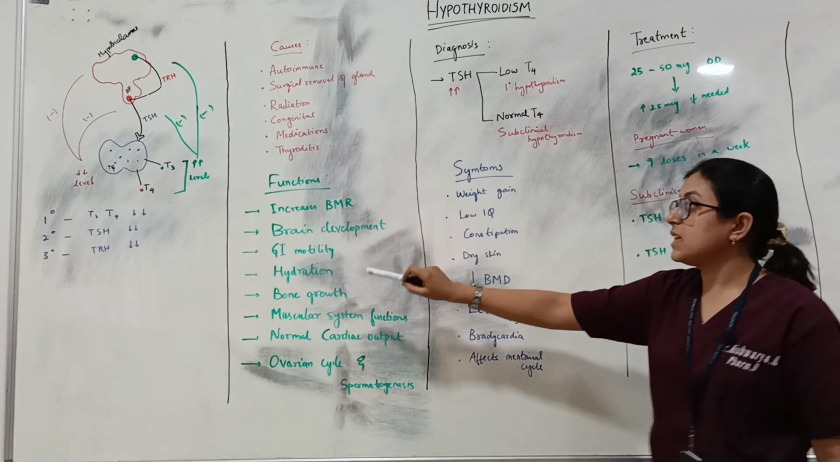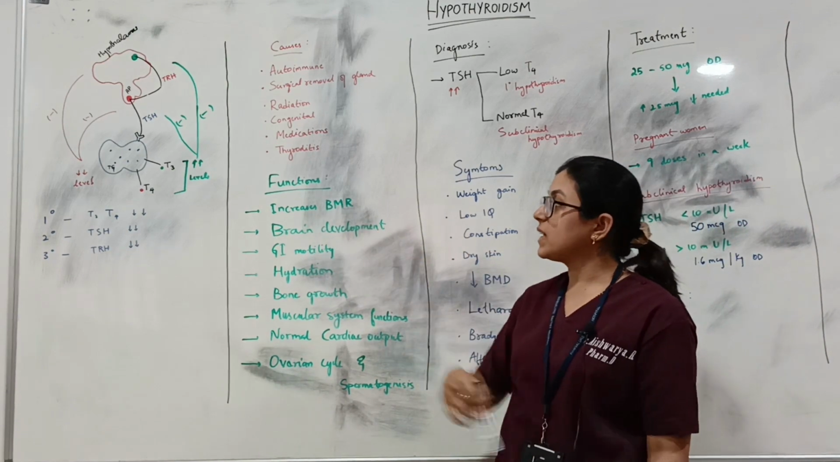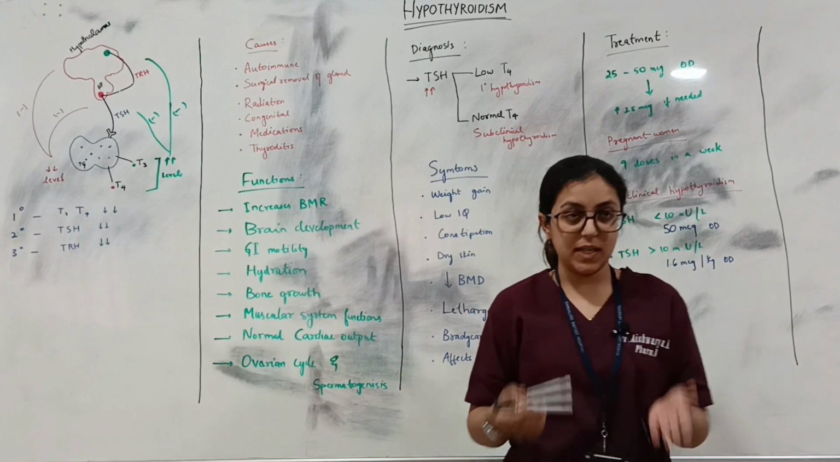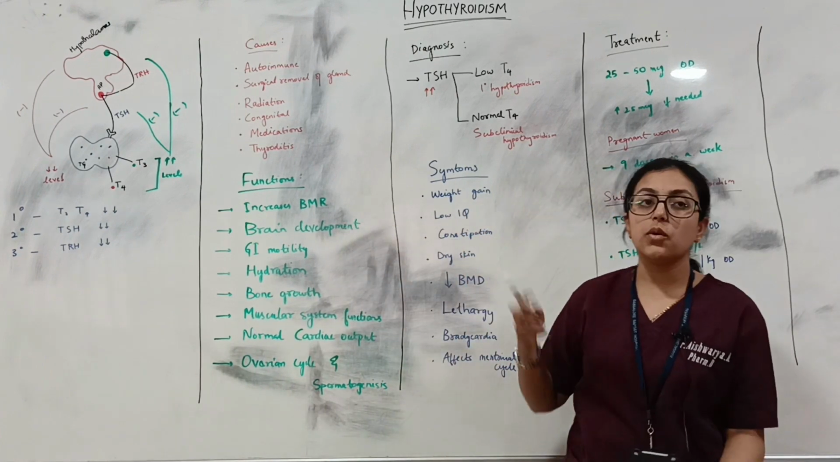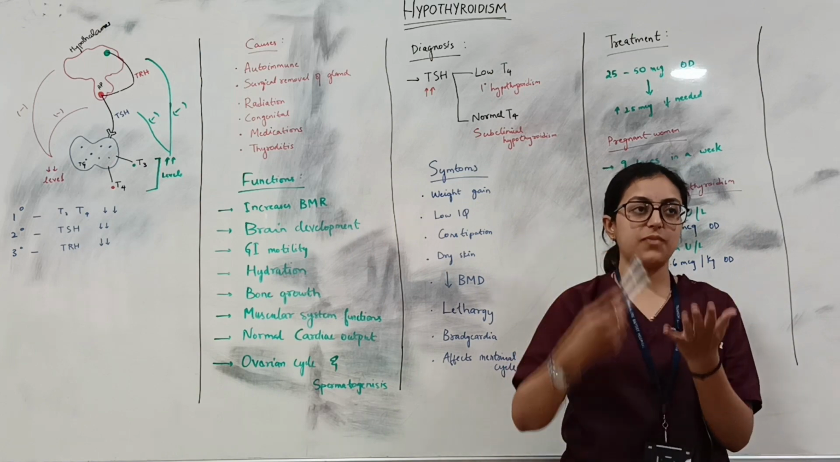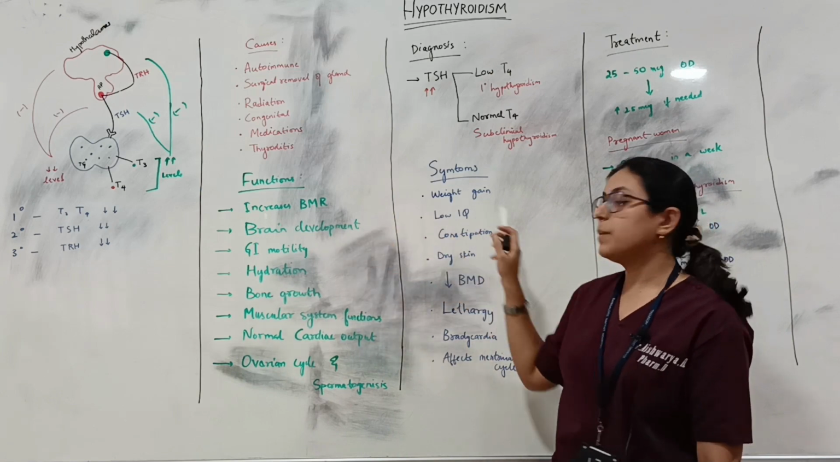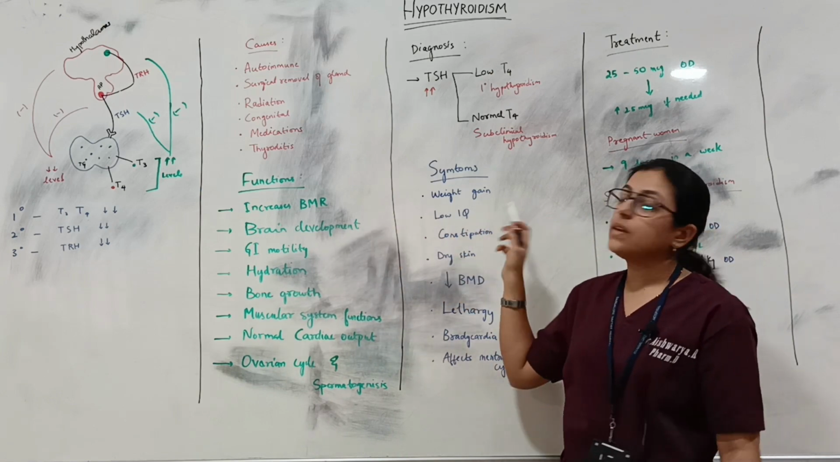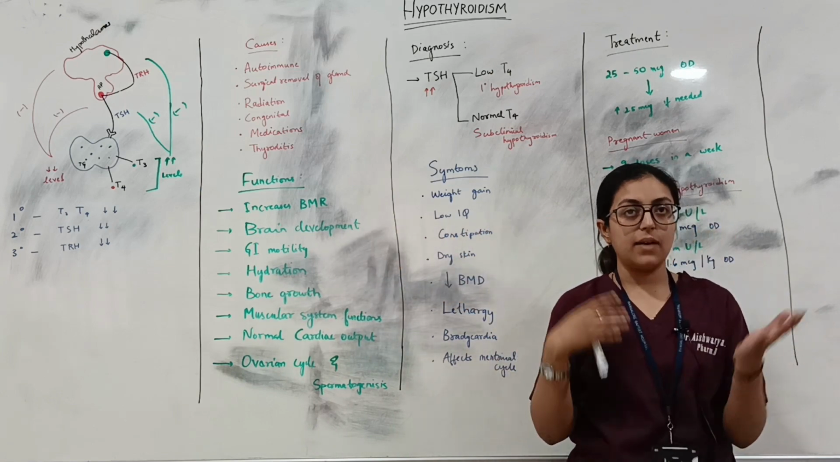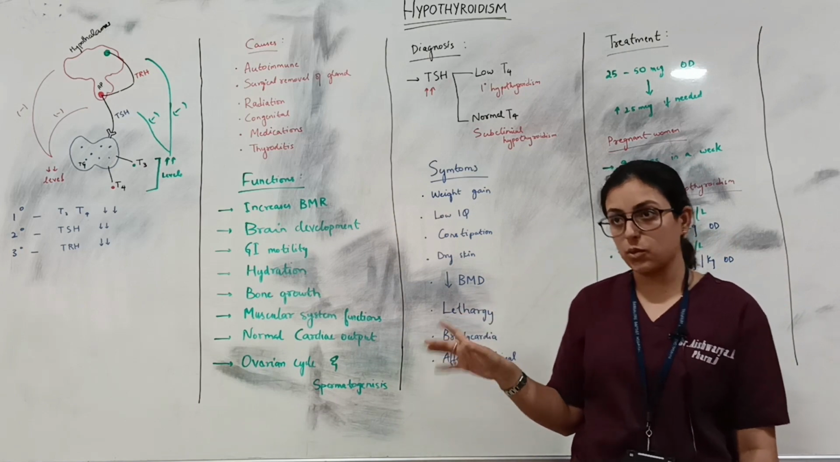So when we see the functions, the symptoms are straight opposite to that. If the function is increased metabolic rate, obviously, when there is low metabolism in the body, there is increased fat, proteins, everything, which in turn leads to weight gain. Then brain development, you'll have low IQ. Then even memory, in an adult patient who's having hypothyroidism, you can see even memory is impaired in those patients.